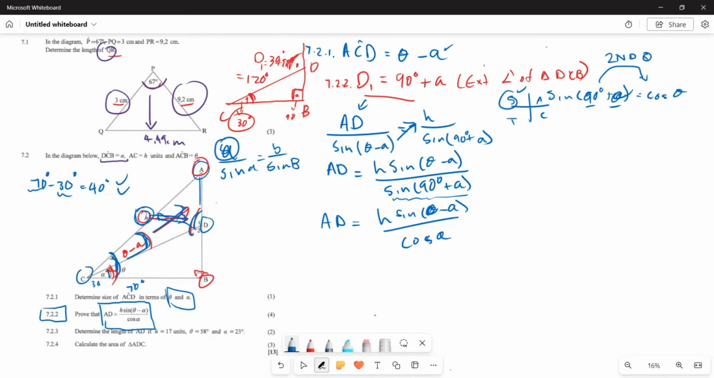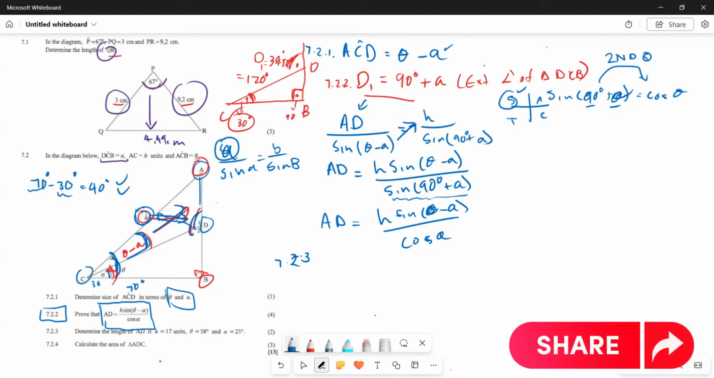Thank you very much. Now let's look at our 7.2.3, I mean, right? Look at this. Now they say determine the length of AD if H is given by 17 units, theta is 58 degrees, and your alpha is 23 degrees.